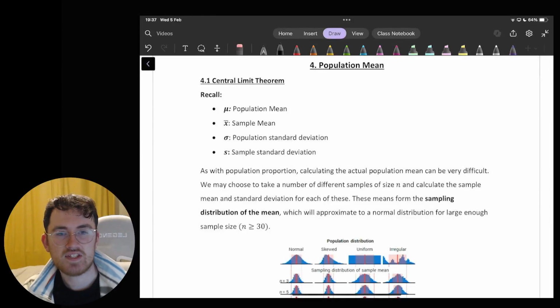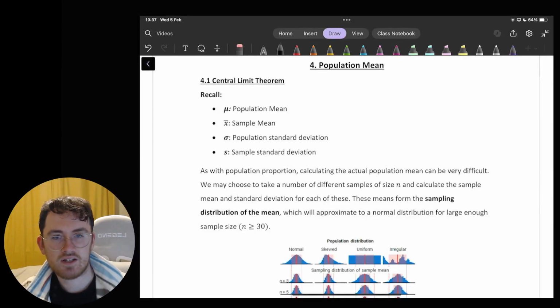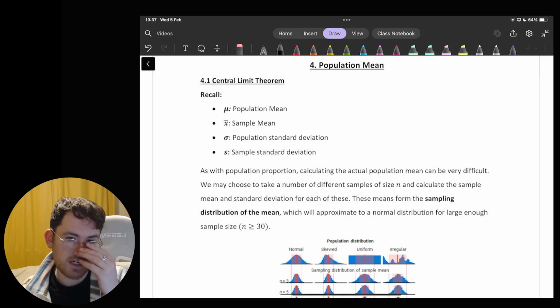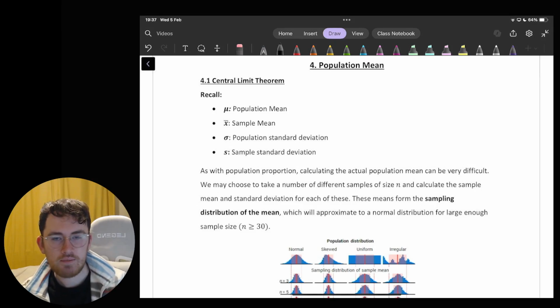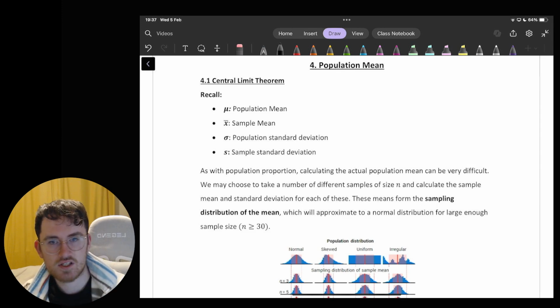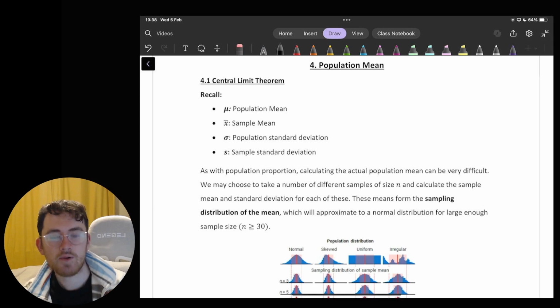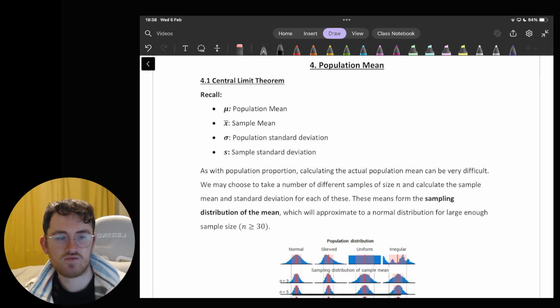Okay, so the second statistic, or second parameter, that we need to look at is population mean. With that we have a very important theorem that we need to consider as well. Population mean is given by the symbol mu, which looks a bit like a U with a little tail at the start. Sample mean is also relevant to us: x bar, x with the little line over it. Population standard deviation is represented by sigma, the little O shape, and sample standard deviation is represented by s.